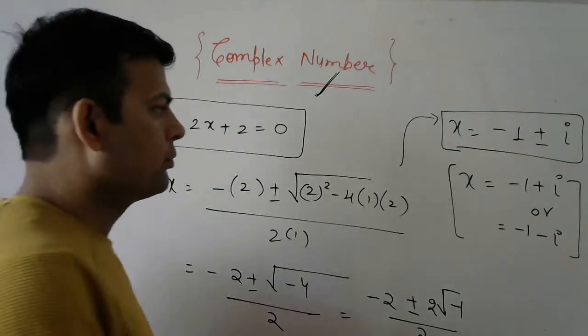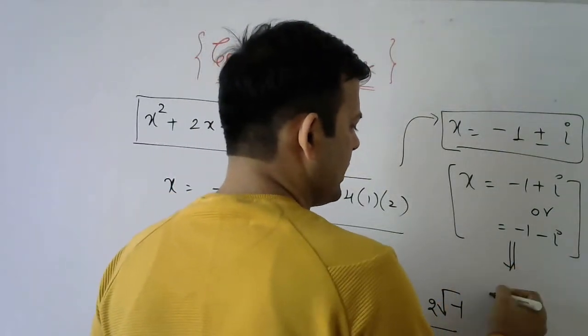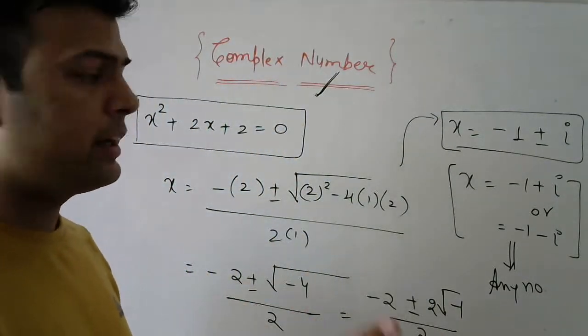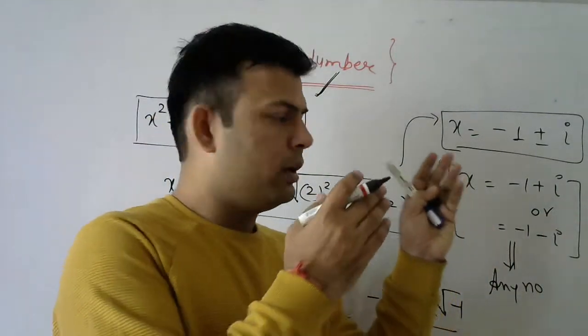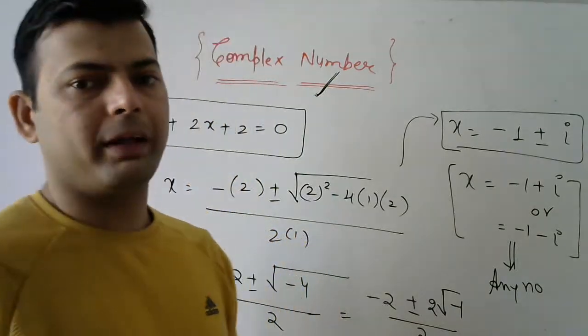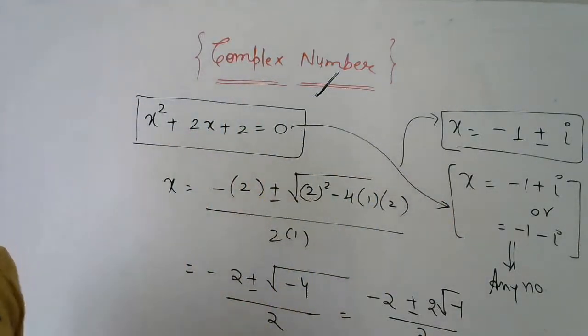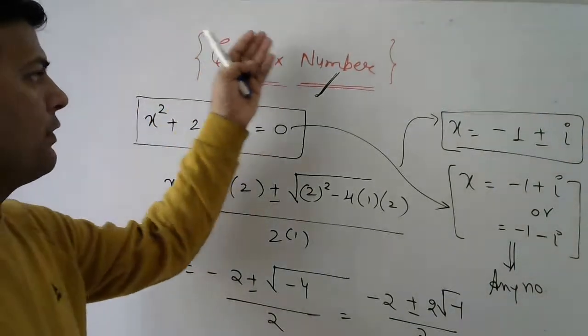Simply, any number represented in the form x plus iota y is called a complex number. Getting my point? This is the root of this equation. So now I will give the definition of a complex number.